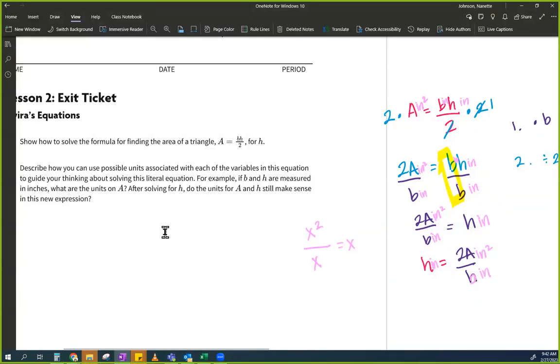Use your units. I, as a student, would forget about my units, and then I get an answer and I didn't know what I was actually measuring. Was I measuring inches squared, inches? It's obvious if you read the question and you're like, oh, I'm measuring H. H is a height. It's a linear measurement, so it should be measured in inches. But it's nice because your units will confirm your answer. So the answer is, yeah, it should still make sense, right?